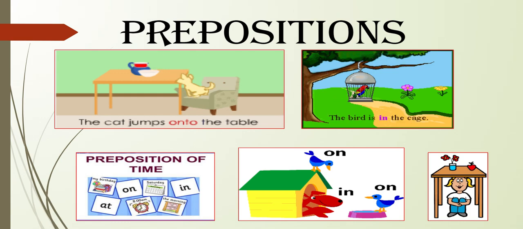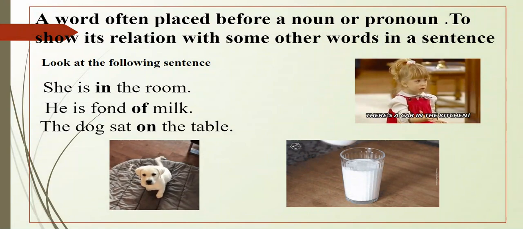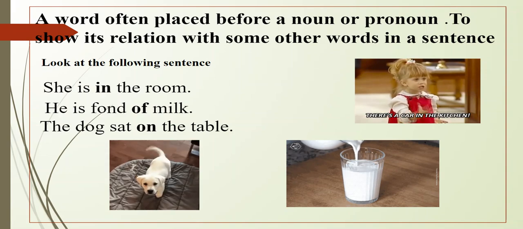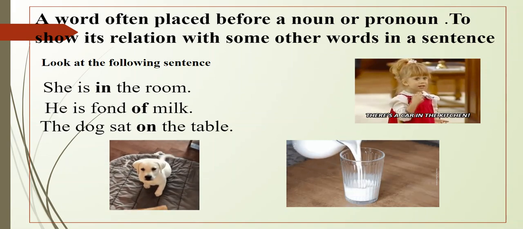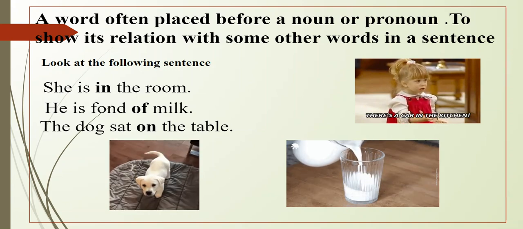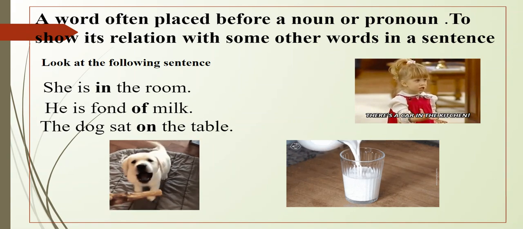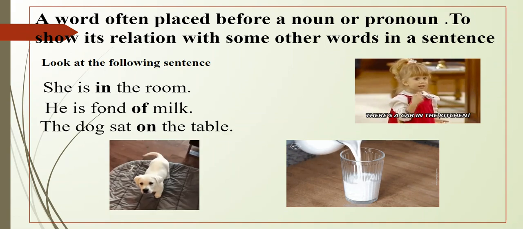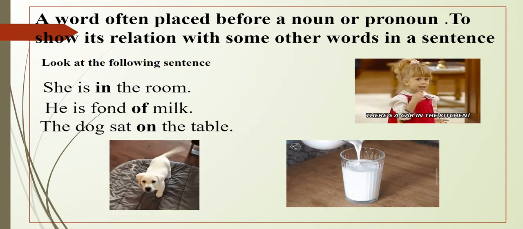Now, in, on, onto, between, under, over, above, all these are prepositions. Now, what is a preposition? A preposition is a word which highlights a relationship between two or more nouns or pronouns. Prepositions are positioned before a noun or a pronoun, or we can say a noun equivalent, to show some relationship.